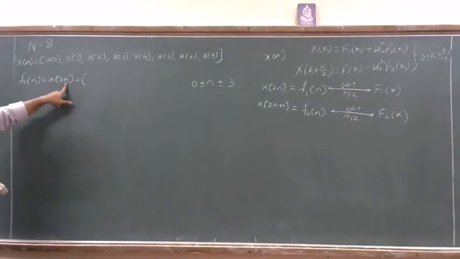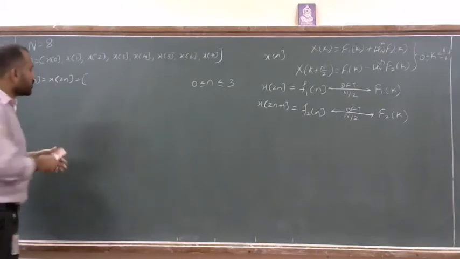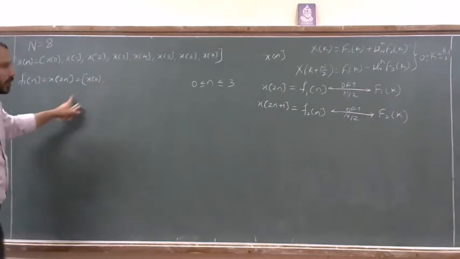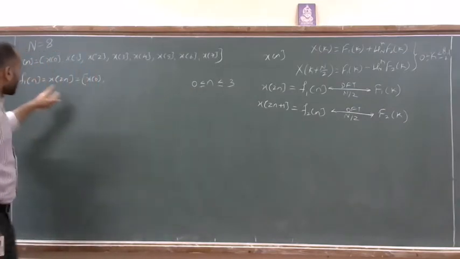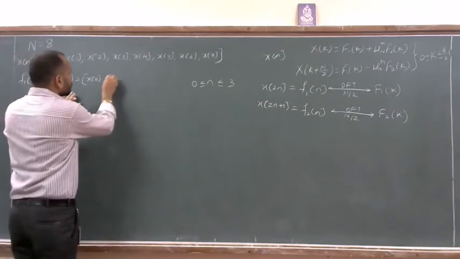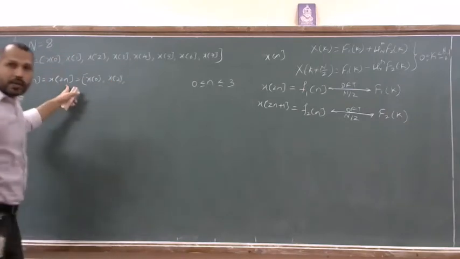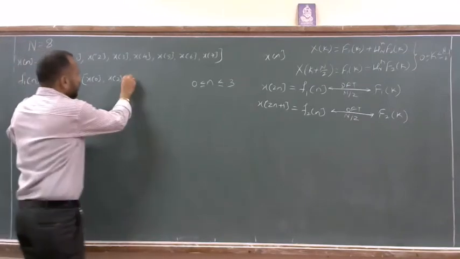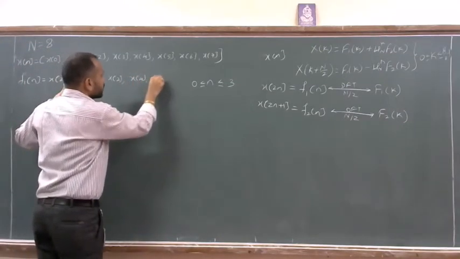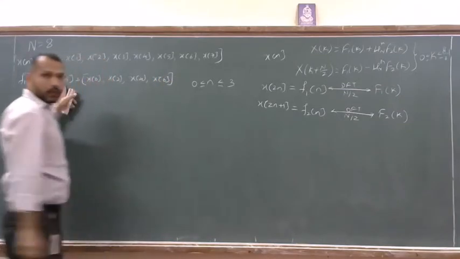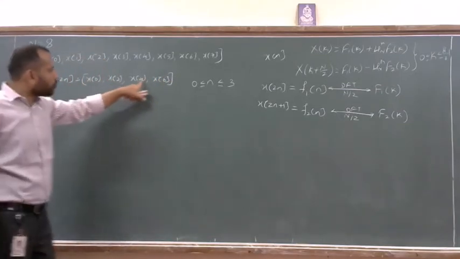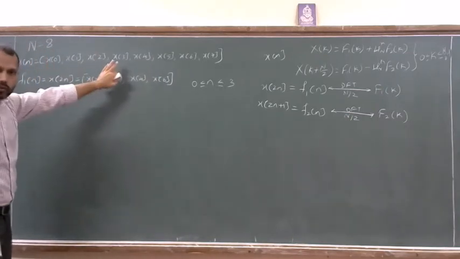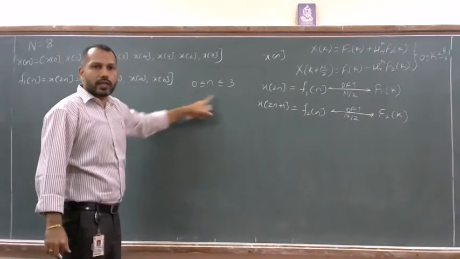For n equals 0, x of 2 into 0 will be 0. So, x of 0 is one of the even numbered samples. Next, for n equals 1, x of 2 into 1, x of 2 is the second even numbered sample from this sequence. And likewise, for n equals 2, 2 into 2, 4, x of 4. And likewise, x of 6. X of 0, x of 2, x of 4 and x of 6 are the even numbered samples from this discrete time sequence by virtue of their position as well as for different values of n.